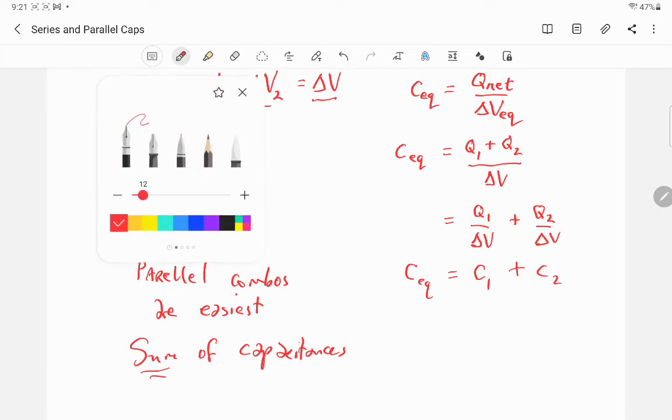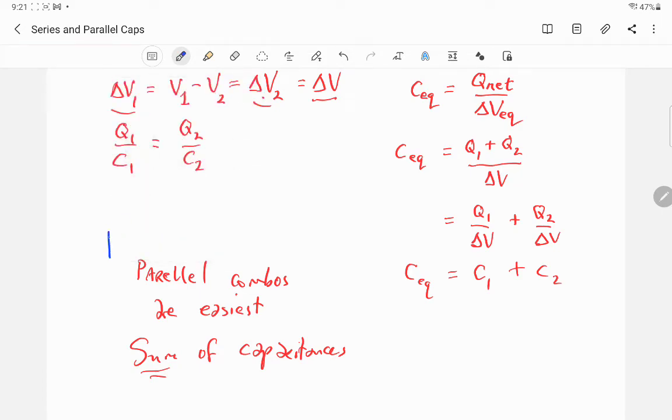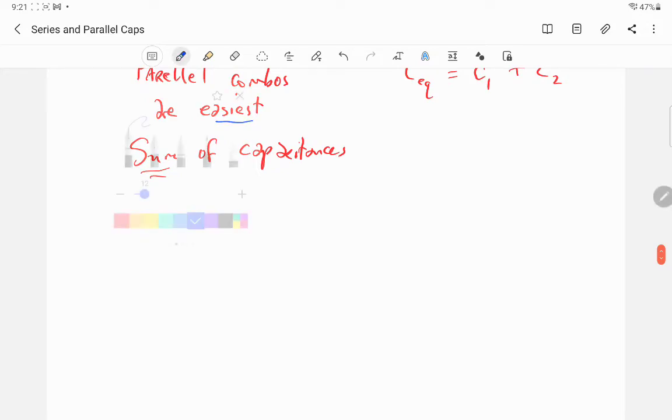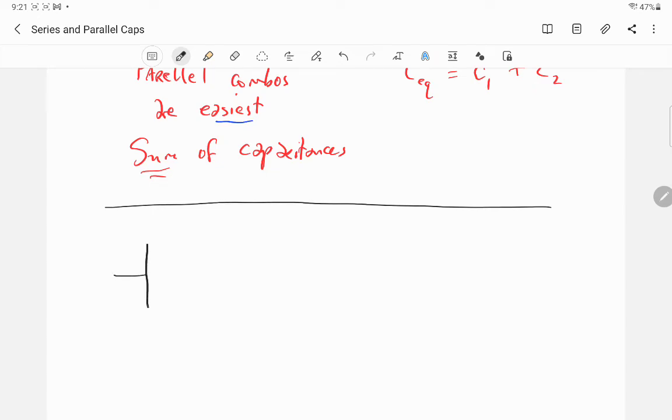But let me caution you again. Purely parallel combinations are easiest. You just add them together. But if you have mixed situations, it's not so easy. So let's just really quickly, I'm going to indicate to you how you would solve a mixed combination. So here is a mixed combo that I actually drew in the previous video. C1, C2, C3, and the question is, between these two circled points, what is the equivalent capacitance?